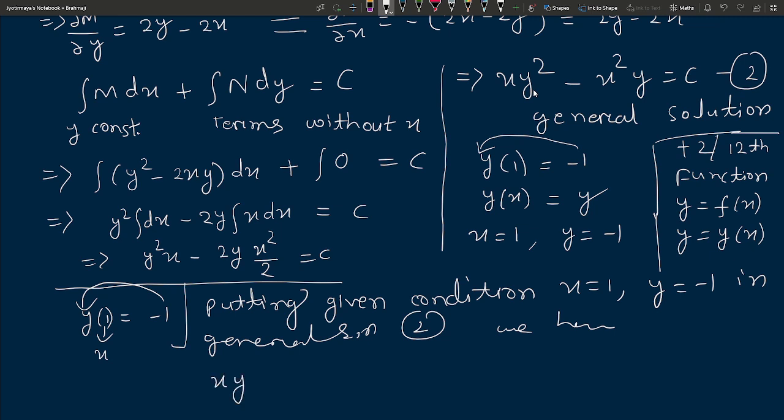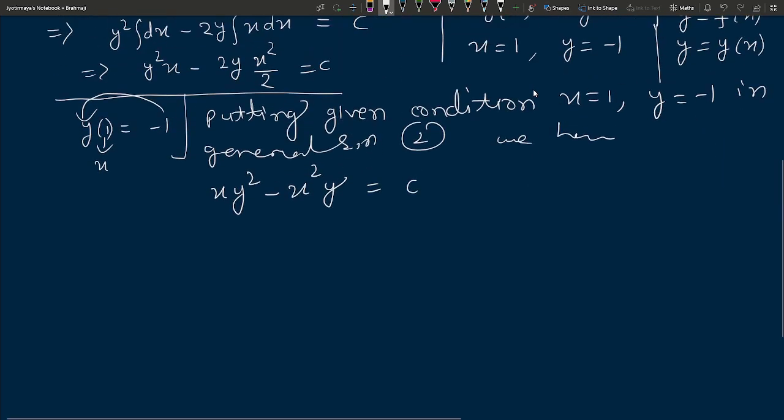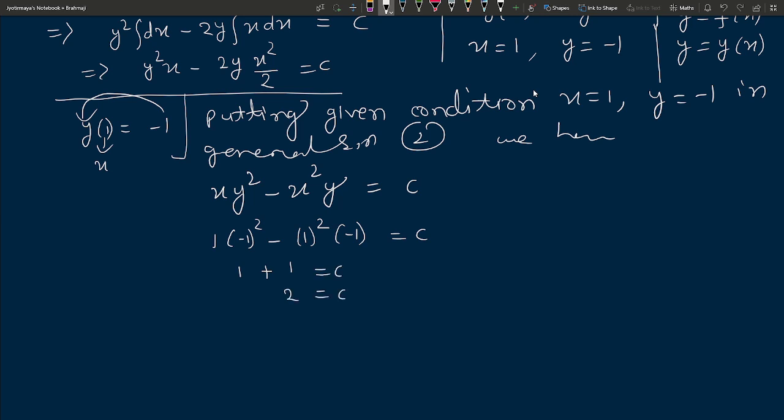x into y square minus x square into y equal to c. So here x is equal to 1 and y is equal to minus 1. So x equal to 1, y equal to minus 1 gives c. Minus 1 square is 1, 1 into 1 is 1, 1 square is 1, minus 1 plus 1, so 2 equals c. Okay, this is the particular value.